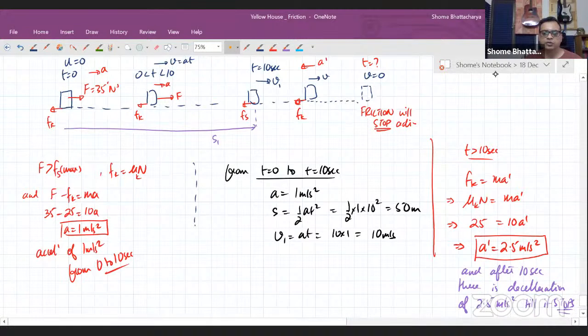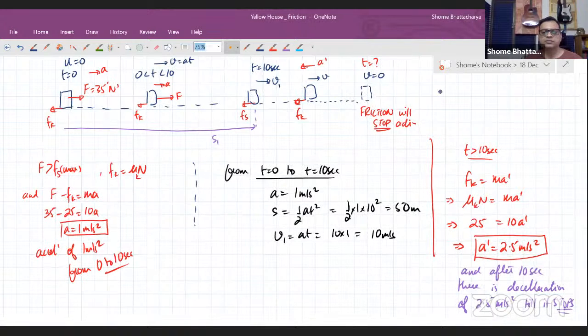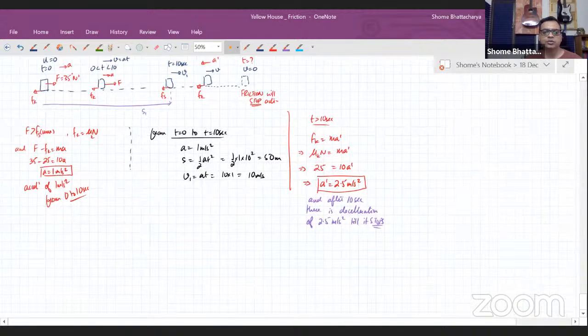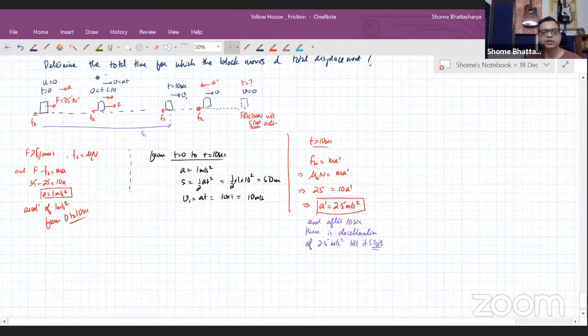So first things first, make sure all of you are clear with the two different free body diagrams. This free body diagram, which is there when F was acting, and this free body diagram when F stops acting, but the body is still slipping.